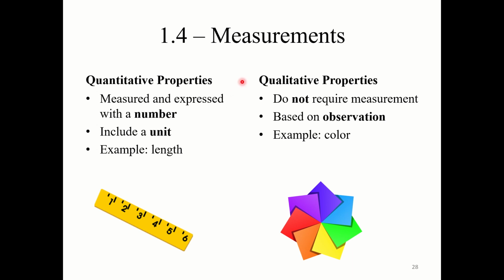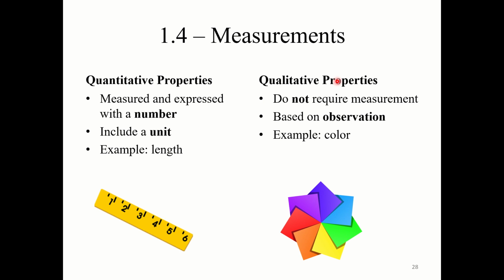Section 1.4, measurements. So we've got one more way to break down different types of properties. Here we are looking at quantitative properties versus qualitative properties. I talked about this a little bit earlier in the chapter, when I was talking about observations. Quantitative properties are properties that are measured and expressed with a number, and they include a unit. So for example, length.